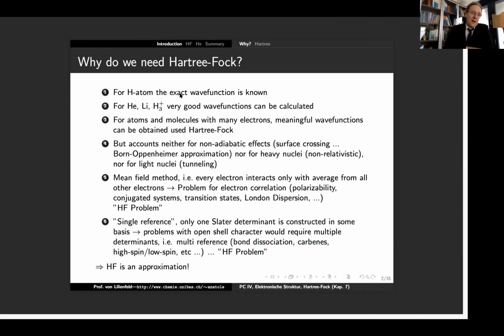Then you would require multiple determinants. So imagine a high spin, low spin kind of metal. You might want to smoothly go from one to the other. You might actually want to have a linear combination of these electronic configurations, and that's by construction not possible in Hartree Fock. And so whenever it comes to that, so high spin, low spin, bond dissociation, carbenes, also this is a problem for Hartree Fock.